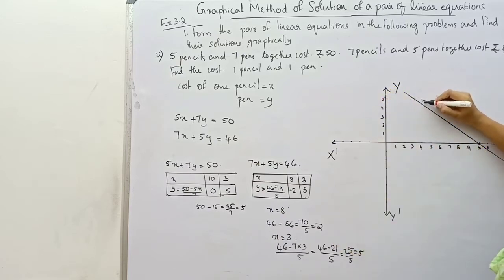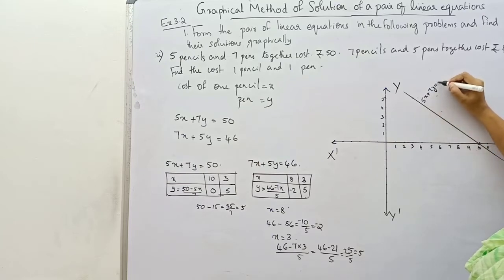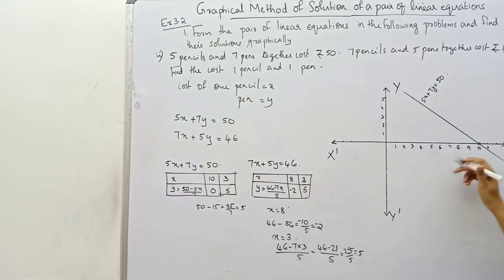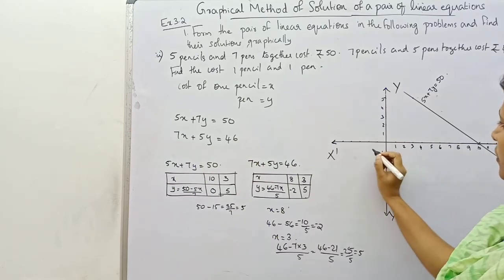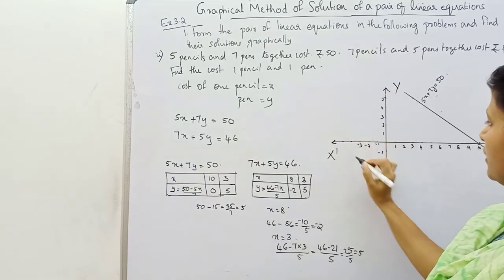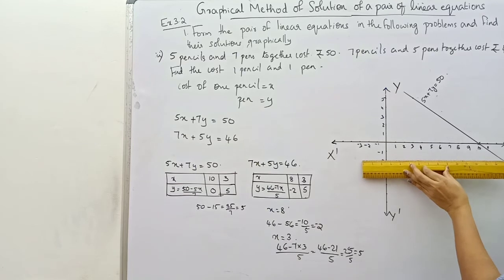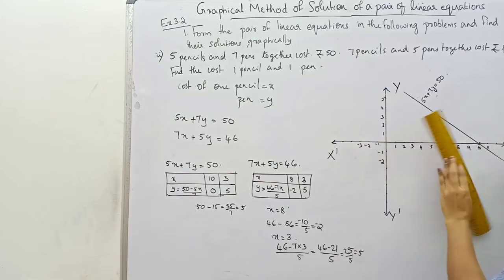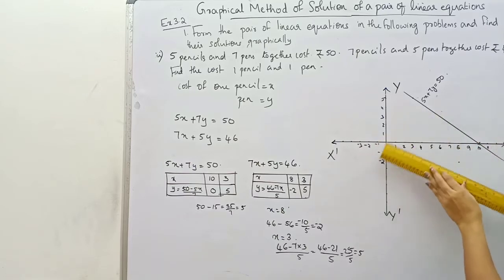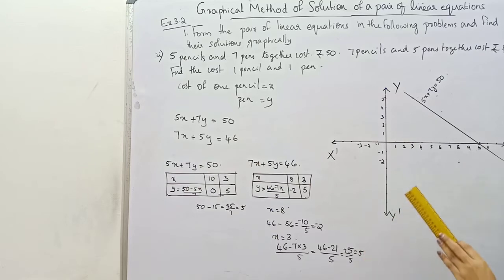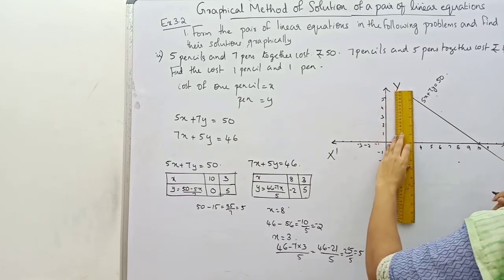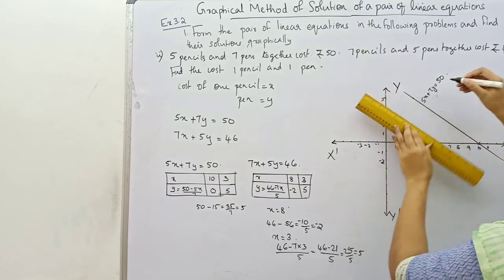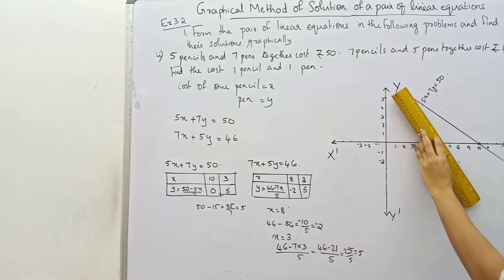This is 5x plus 7y equal to 50. Then 7x plus 5y equal to 46. 8, negative 2. Here also negative 1, negative 2, negative 3. This is 8, negative 2. And one more, 3, 5. Okay. Now we can draw the graph like this.